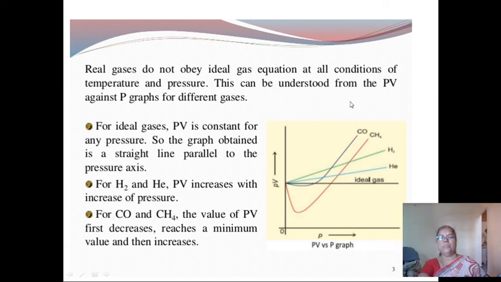This can be understood from the graph of PV against P for different gases. For ideal gases, PV is constant for any pressure, so the graph obtained is a straight line parallel to the pressure axis. For H2 and helium, PV increases with increase in pressure, and in the case of CO and CH4, the value of PV first decreases, reaches a minimum value and then increases.